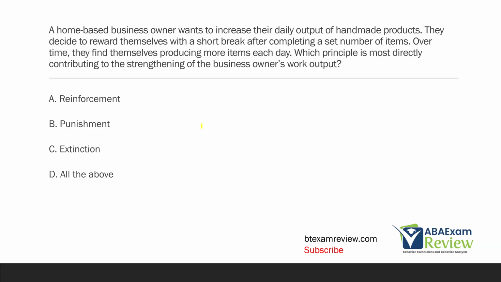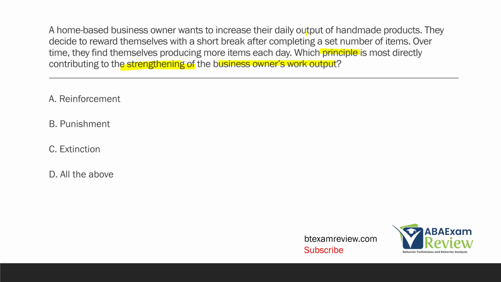A home-based business owner wants to increase their daily output of handmade products. They decide to reward themselves with a short break after completing a set number of items. Over time, they find themselves producing more items each day. Which principle is most directly contributing to the strengthening of the business owner's work output? So it's a principle question, and our principles are reinforcement, punishment, and extinction. The key word here is strengthening. That's a dead giveaway. If you're reading carefully and you're fluent, you know the only principle that's going to strengthen behavior is reinforcement.